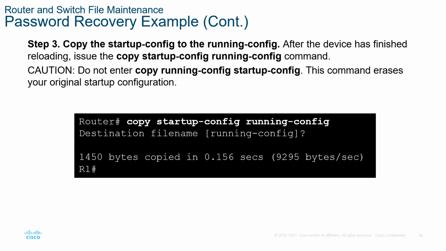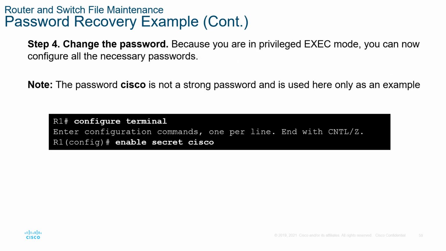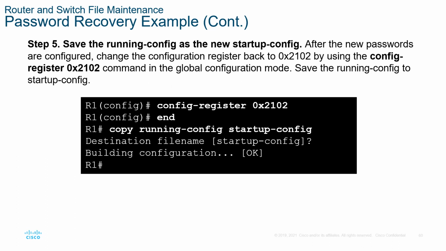From there, you would copy the startup config to the running config. That bypasses the password function. You'd be allowed to configure terminal, and from there, you're at global configuration. You can change the password. Once you change the password, you want to save it again, so a copy run start and reload the device. That is normally how you do it.